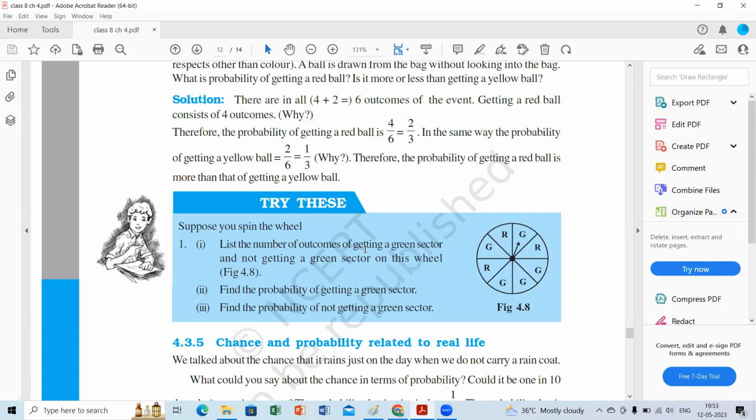So if you combine getting a green and not getting green together, you will get a whole, right? That's one thing, children. Probability is always less than or equal to 1. It is not more than 1. If you are getting a probability more than 1, then you are doing it wrong. So probability lies between 0 and 1.